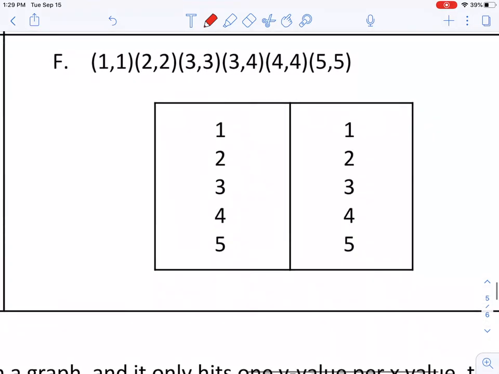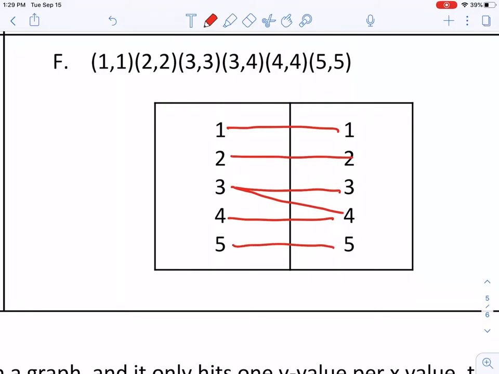In F, 1 goes to 1, 2 to 2, 3 to 3, 3 to 4, 4 to 4, 5 to 5. This is not a function. Because in this one, we have an x value that has two y values attached to it. And that is not a function.